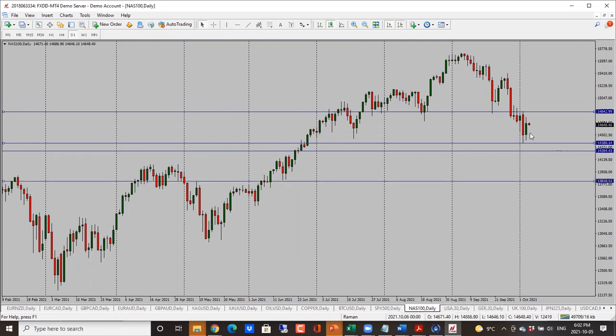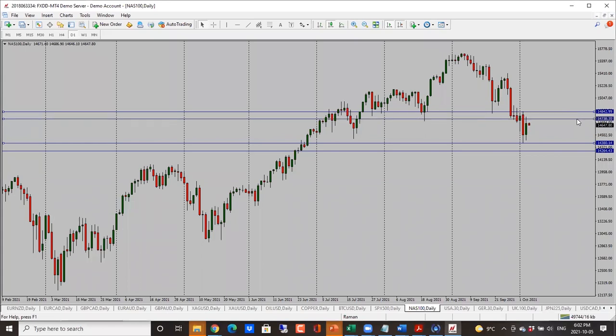NASDAQ did bounce off of the support as well. This one does have room to go a little higher, so keep that in mind. It could go all the way into 14,850 and then come back. But overall, this seems to be range bound as well, starting to become range bound as well. So neutral bias for NASDAQ. We could get a move slightly higher, so we'll watch out for that.